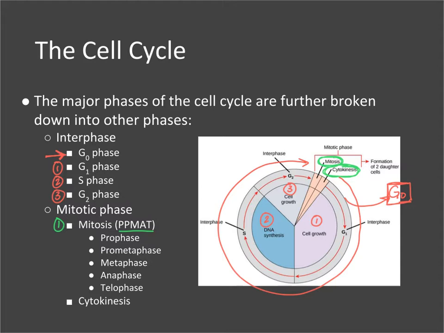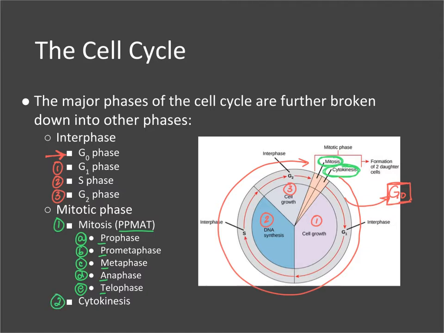The first part of mitosis is prophase. The second part is prometaphase. The third part is metaphase. The fourth part is anaphase. And the fifth part is telophase. And then the second main part of the mitotic phase is known as cytokinesis.